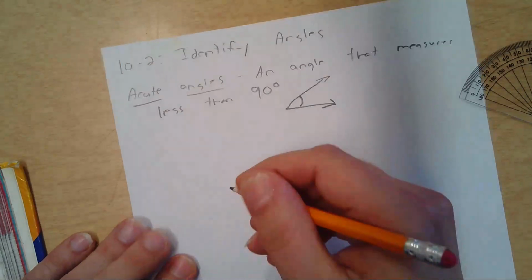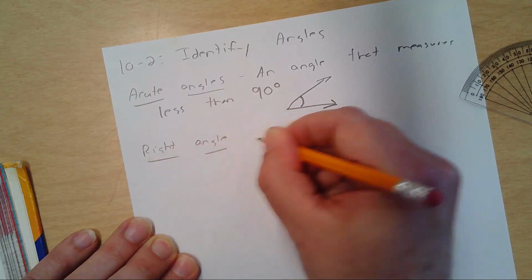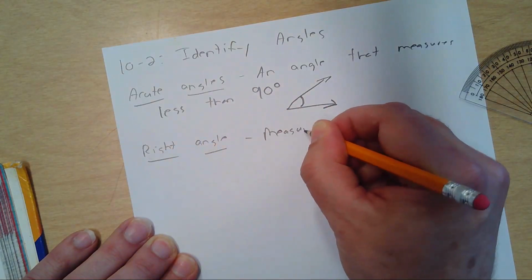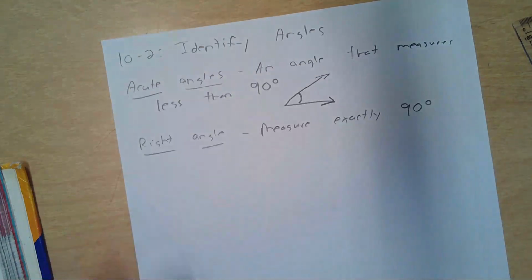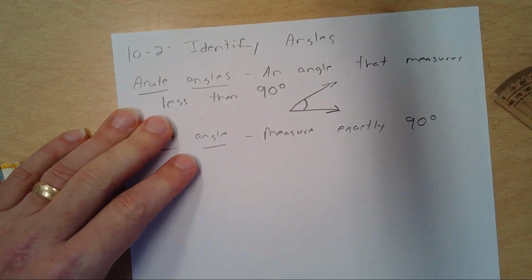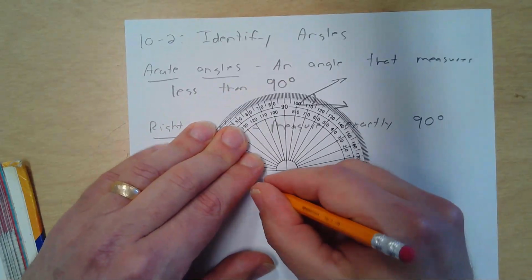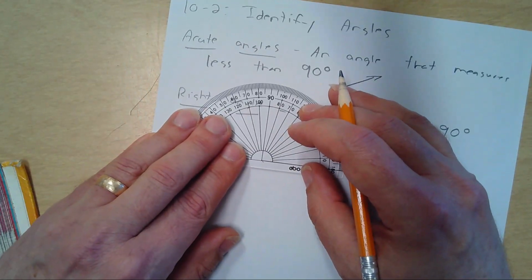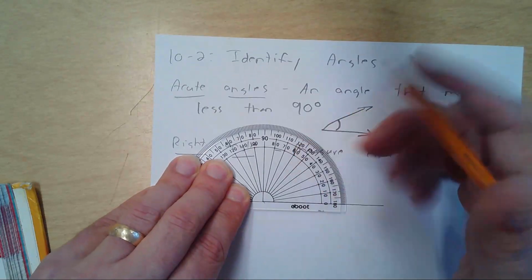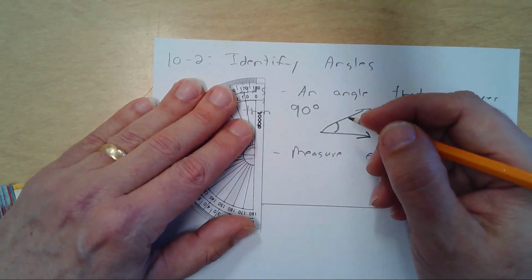A right angle. All right. Right angles measure exactly 90 degrees. Exactly 90 degrees here. Perfectly up and down the lines here. So I'll sketch a good one here real quick, just so you can get a good, perfect look at what it looks like. Here's my 90 up here. Straight up and down it shall be.